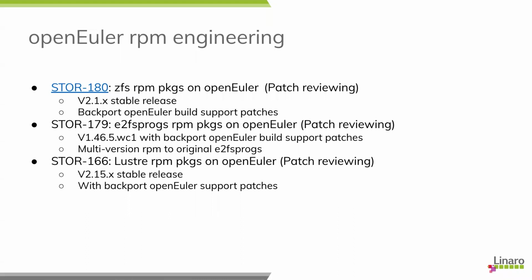Besides the upstream support, we are also doing the openEuler RPM engineering, and we will have three packages: the OpenZFS package, the e2fsprogs package, and then the Lustre RPM, the Lustre itself packaging. And for the OpenZFS package, we will be working on the latest release branch, which is the 2.1 release branch. And we need to backport the openEuler build support patch for the packaging.